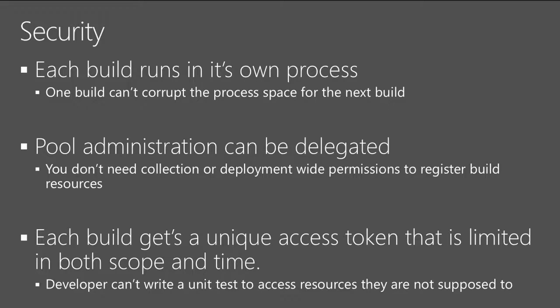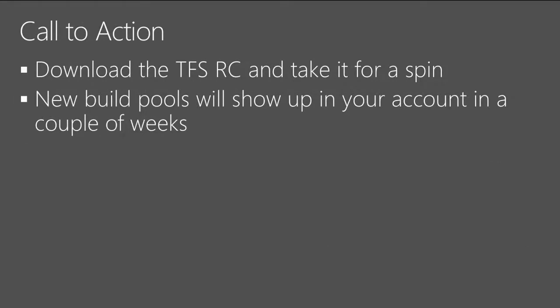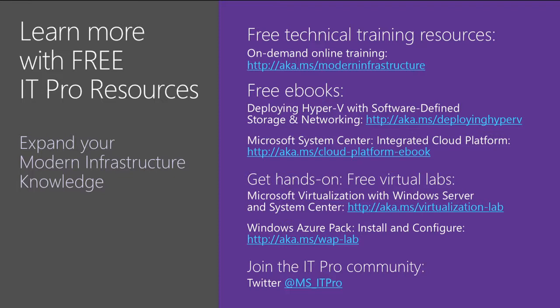Now, one agent process equals one agent, and then each build gets its own fresh worker process to actually run that build. I know that's very deep, but it's important to people who deal with this stuff. Pool administration can be delegated nicely, and of course the access token scope for each build. So anyway, if you want to take it for a spin, you can download the Team Foundation Server 2015 release candidate. Also, new hosted build pools, and this new build preview tab will show up in your Visual Studio Online accounts in about 10 days. So there we go. That's all.